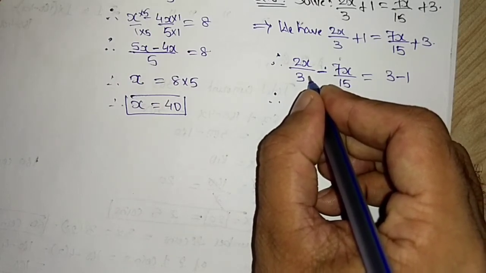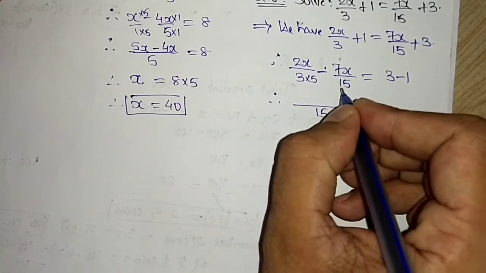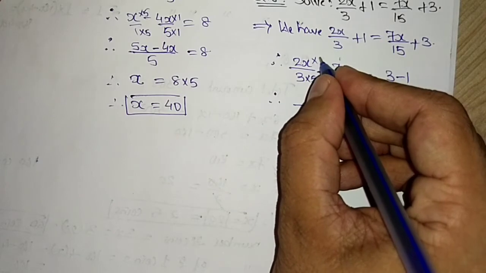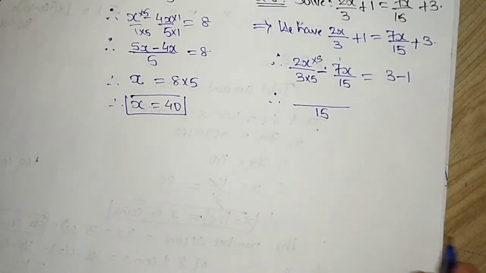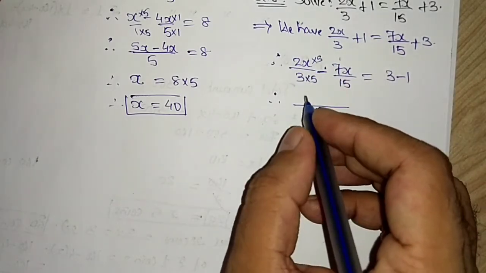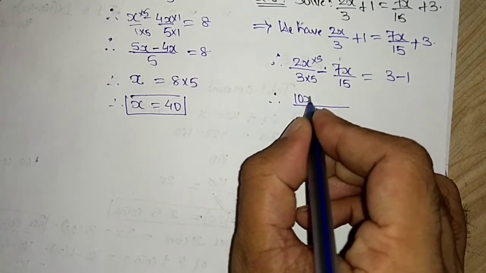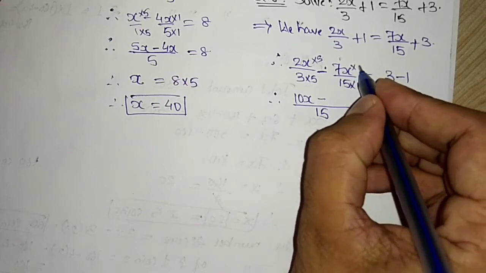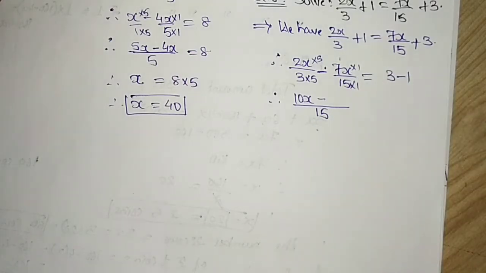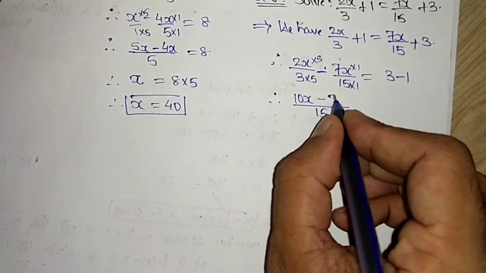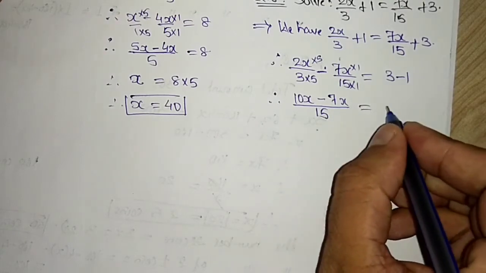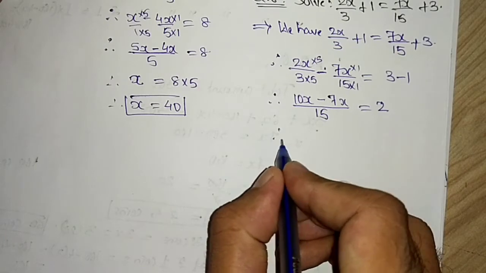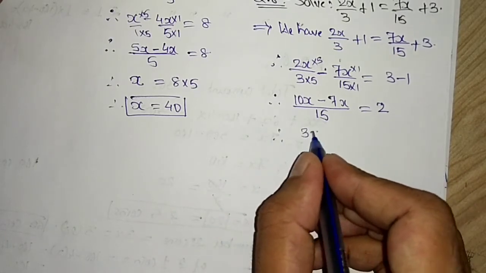So here it is 3. To make it 15 I will multiply by 5. So I will multiply our numerator also by 5. So it will become 2x into 5 will be 10x minus 5. Here it is already 15, so we will multiply both the numerator and denominator by 1. 10x minus 7x is equal to 3 minus 1 is 2. 10x minus 7x will become 3x.